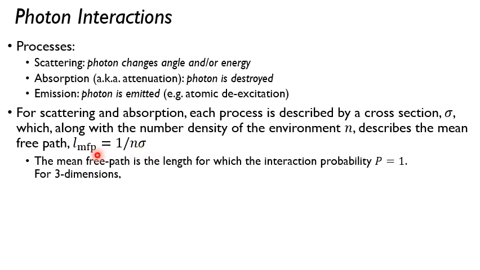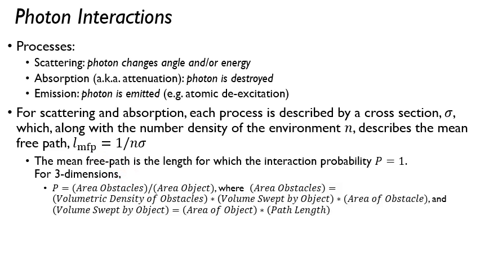So how do you calculate this mean free path? Well, let's just consider the three-dimensional case. So in 3 dimensions, your probability of a photon interacting is, let's not just say photon, let's just say particles, the area of the obstacles that your particle is going to encounter divided by the area of this object, so this particle, some object. The area of the obstacles is going to be equal to the volumetric density of those obstacles times the volume that's swept out by the object times the area of the obstacle itself, so the area that it's kind of encompassing as it's traveling a length.